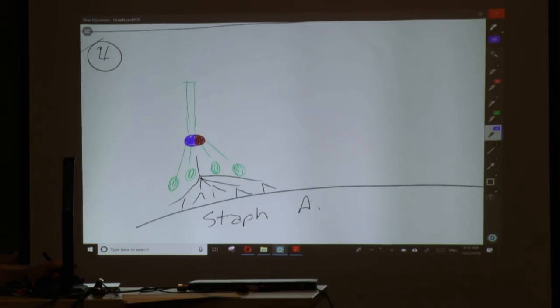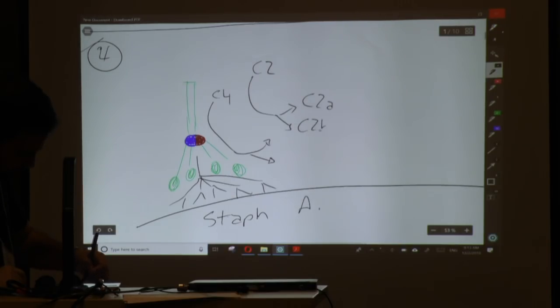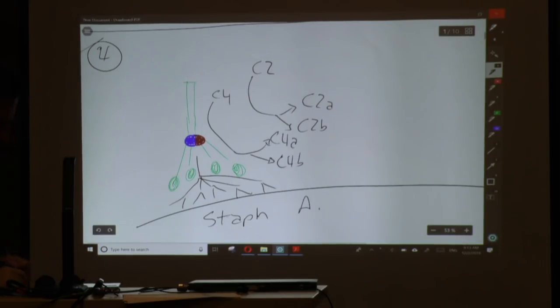So because of C1s, you're going to have C4 cut into A and B, and then the same thing for C2, right? So then thanks to this, you're going to have C4b, and then the same thing for C2. Make sense?